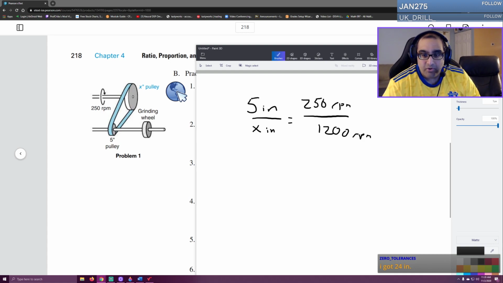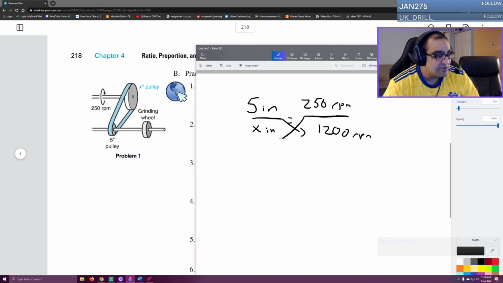So my bad on that one. It should be this way that you see here on the screen. 5 inches equals 250 and x equals 1200. Okay. So then having said that, we have again 5 at 250. So then we go ahead and cross multiply here. Now it'll make a whole lot more sense. So we have 250x equals 5 times 1200.